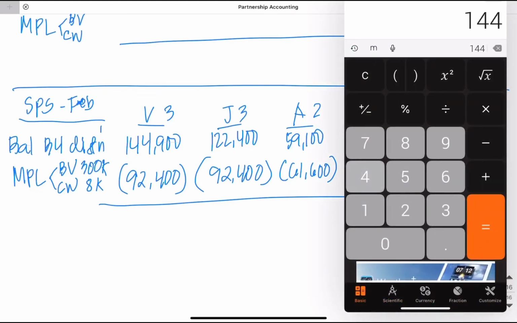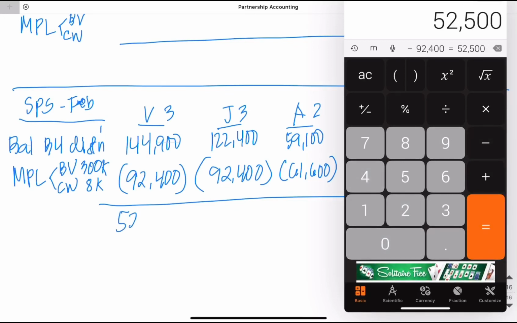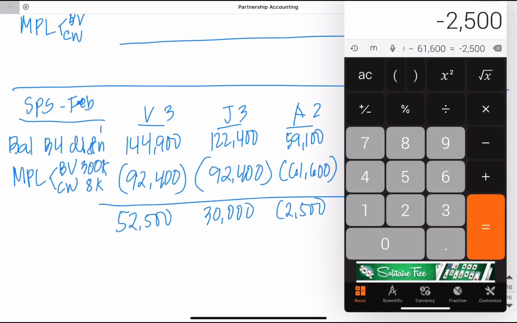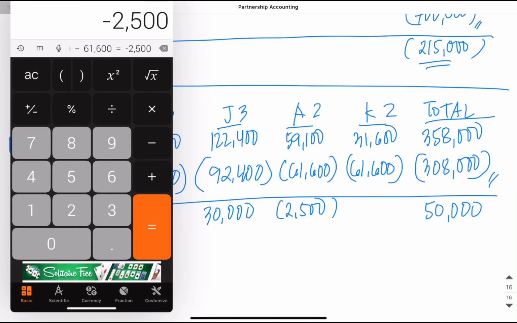So 144,900 less 92,400 is 52,500. 122,400 minus 92,400 is 30,000. And then the third one is 59,100 minus 61,600, so we have a negative amount of 2,500. And lastly, here a negative amount again of 30,000.